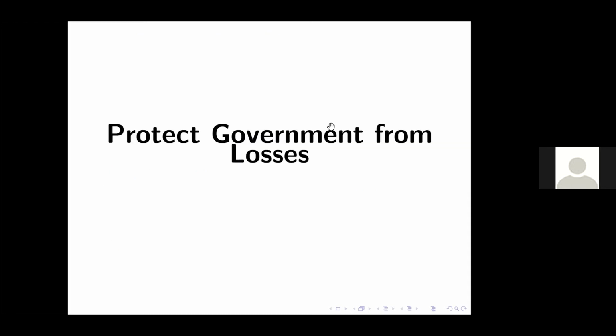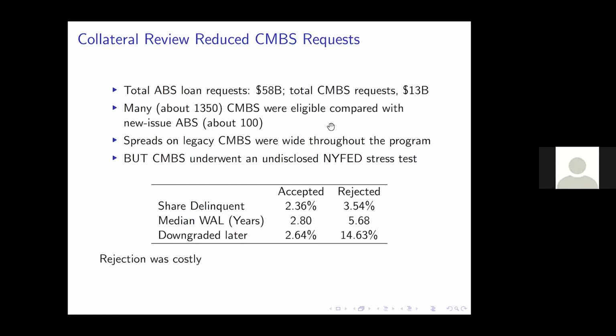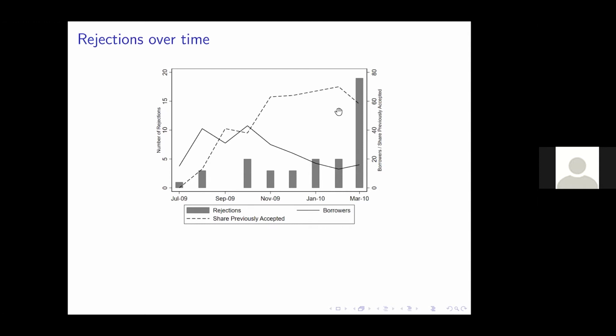Protecting the government from losses, here was the collateral review that then hamstrung somewhat the take-up in the CMBS program. We had 1,350 CMBS that were eligible, but very few were actually brought to the Fed. A total of less than 300 different CUSIPs actually came to the Fed during the program, despite the fact that spreads were fairly high. The problem here was the stress test of the Fed. And as you can see, there was something to the stress test. Those CUSIPs that were rejected were much more likely to get downgraded later. They had longer weighted average life, which is one measure of riskiness, and they had somewhat more delinquent loans.